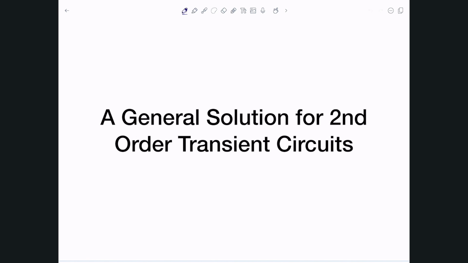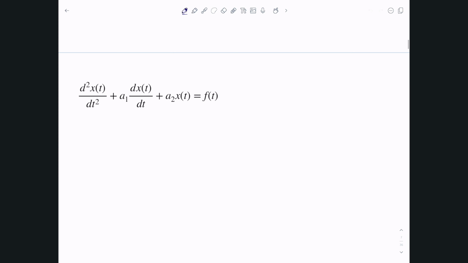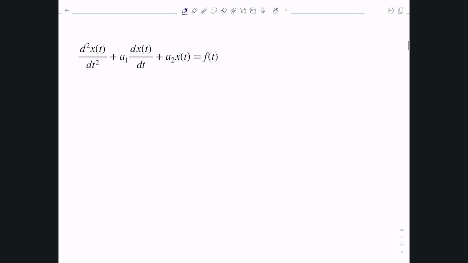I will now go over a general solution for a second-order linear differential equation as it applies to second-order transient circuits. A linear differential equation of the second order has this particular form, and what we see is x of t, which could be a current I or a voltage V. Generally speaking, it doesn't matter. Both of them will have the same form.